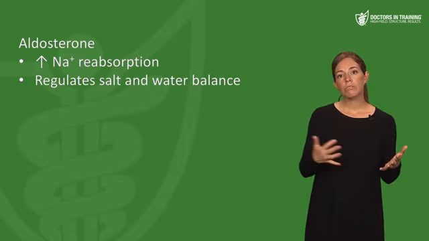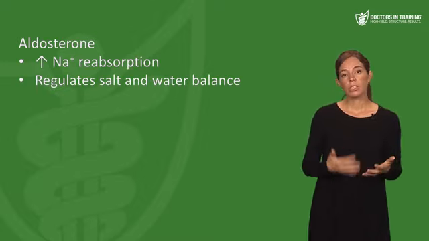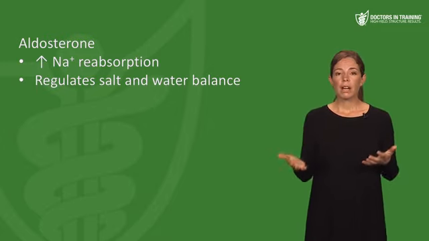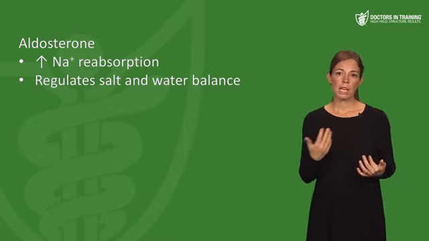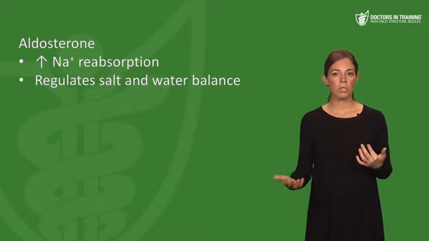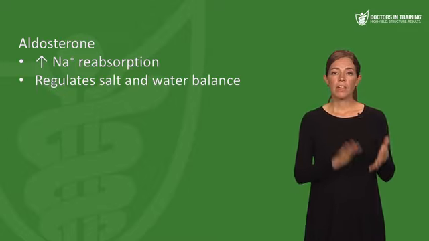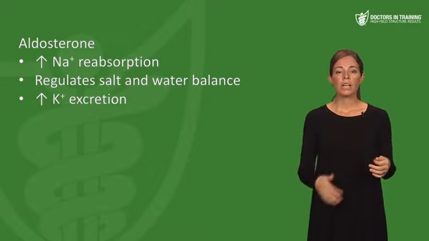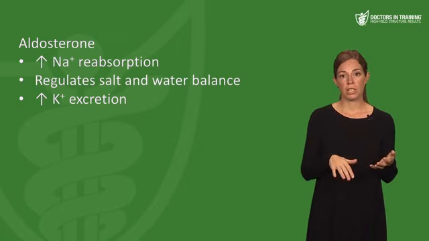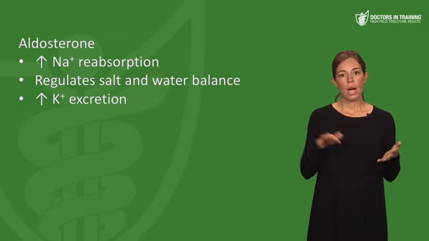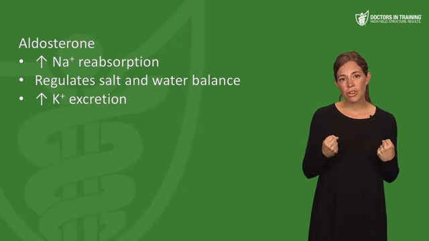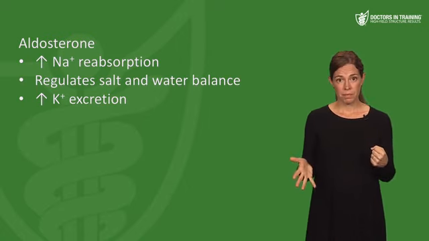And due to the fluid volume that follows, this is going to raise the blood pressure. So aldosterone is one of the hormones that helps you maintain your blood pressure by keeping you from losing too much salt and water. Then another action is that aldosterone will increase potassium excretion, mainly in the kidneys. So aldosterone makes your kidneys hang on to sodium and dump potassium.